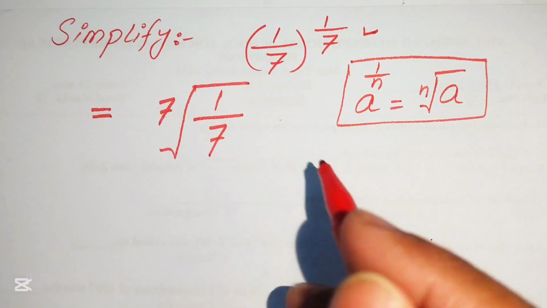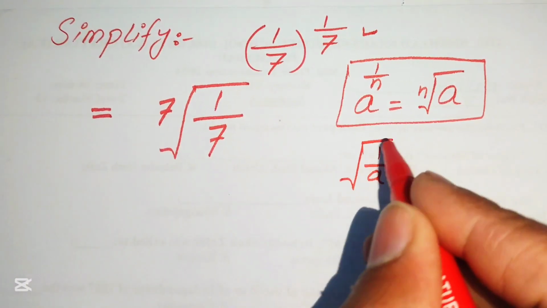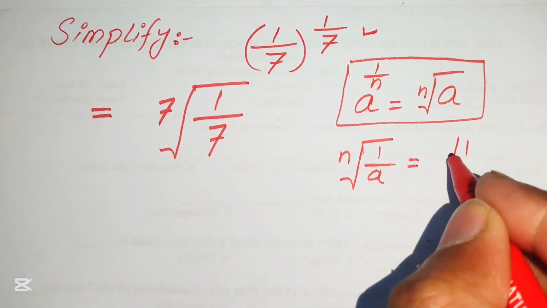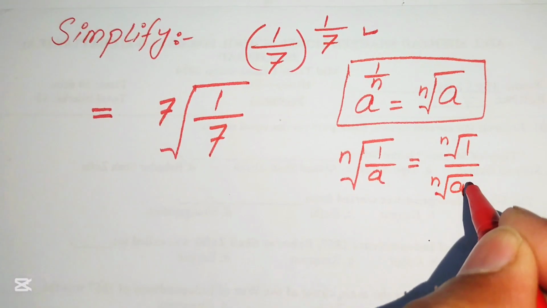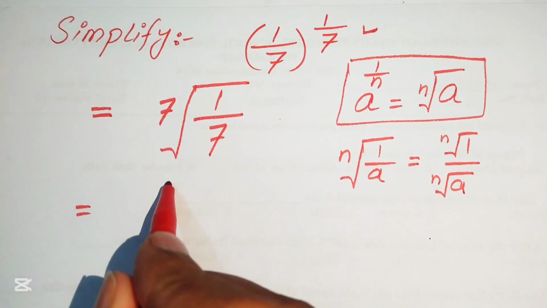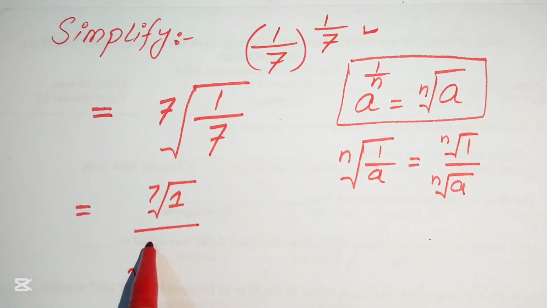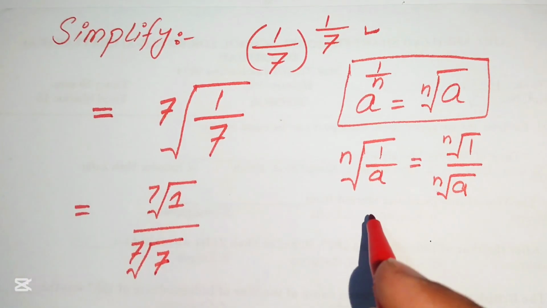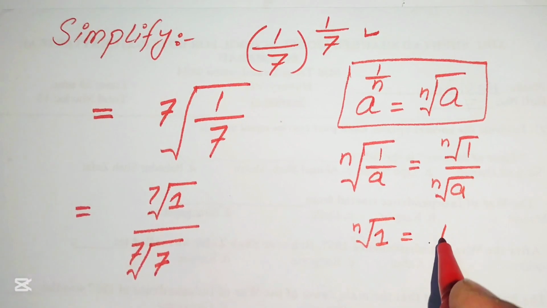After that, we use another exponential law. If we have 1 over a and its nth root, we write it as nth root of 1 divided by nth root of a. According to this, we separate the 7th root on both of these terms, and it will be written as 7th root of 1 divided by 7th root of 7. Further, we know that nth root of 1 is equal to 1.